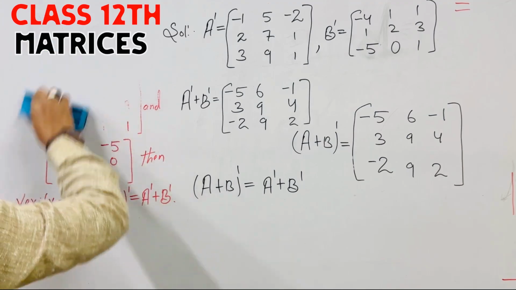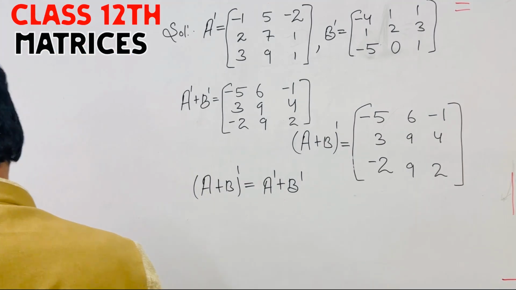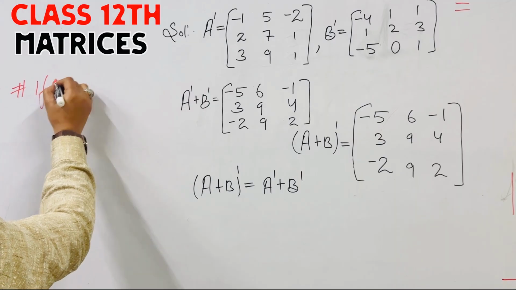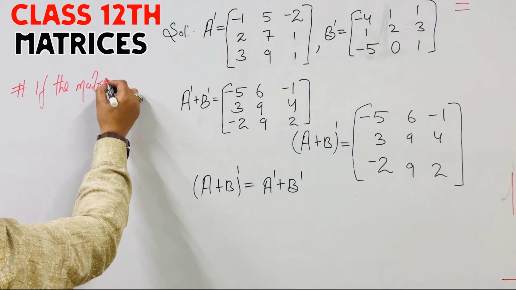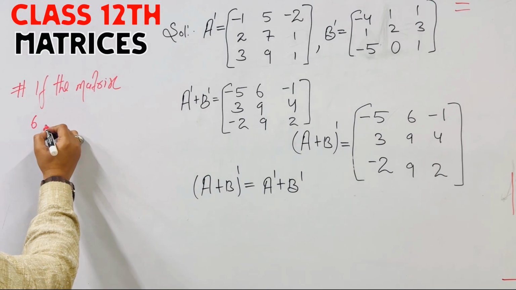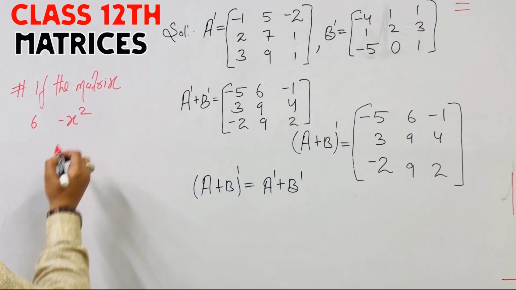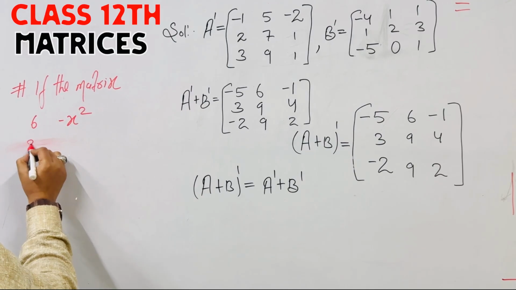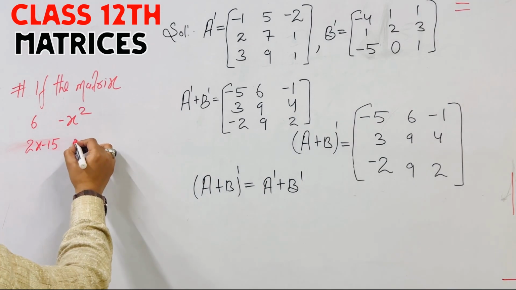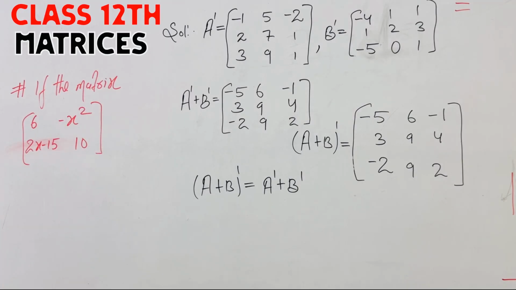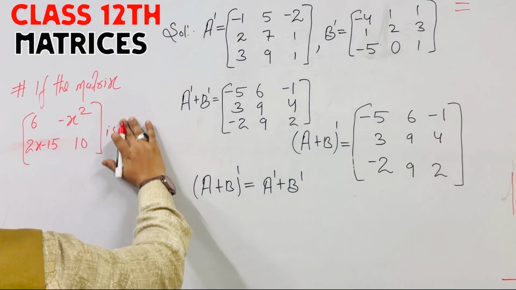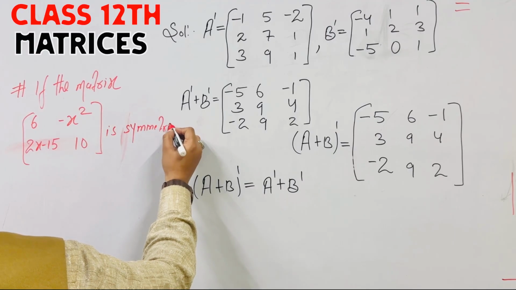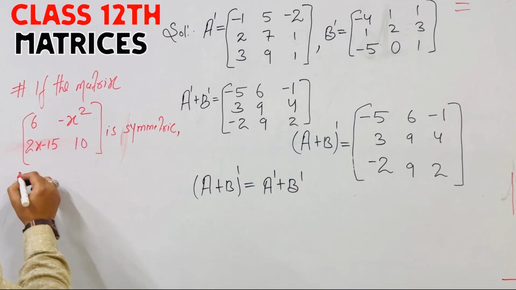Now we can write the next question. The next question is, if the matrix 6, minus x square, 2x minus 15, 10 is symmetric, then find the value of x.